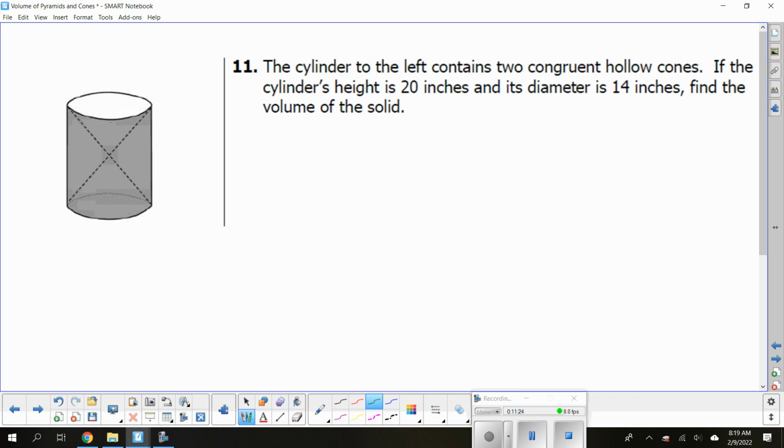So the first thing I have to do is find the volume of the cylinder. This is from the other day. The formula is pi r squared times height. Okay? Keep in mind to find your radius, so go ahead and pause the video and find that radius and the overall volume.